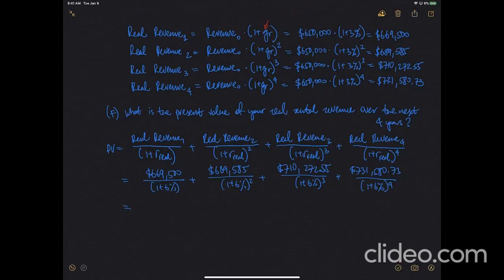Altogether, this gives us the present value of $2,421,171. So the present value of your rental revenue that they expect to receive over the next 4 years is $2.4 million.